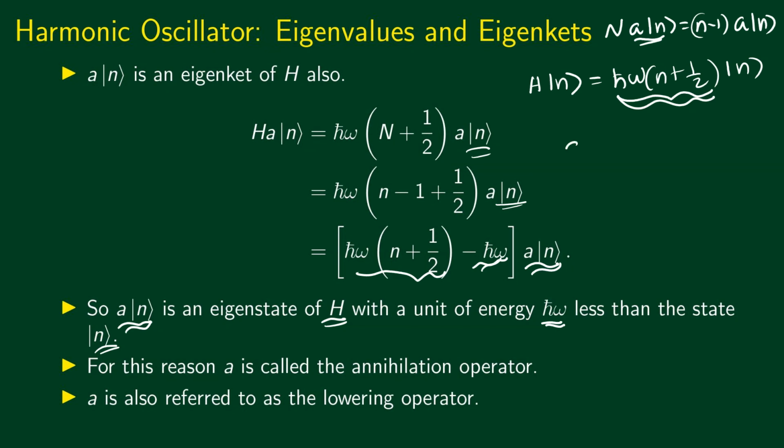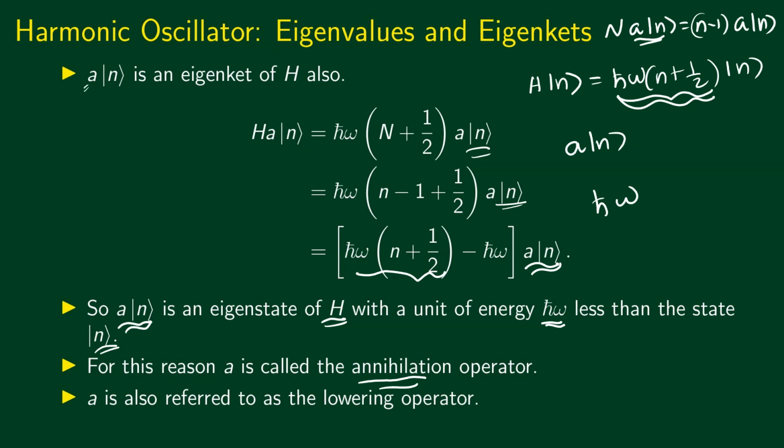So the action of the operator a on the base ket n is to take it to a state with a lower energy. Lower by how much? Lower by an amount h bar omega. For this reason, a is referred to as the annihilation operator, because it annihilates a unit of energy. It is also referred to as the lowering operator, because the effect of a on ket n is to lower the energy by an amount h bar omega. Now this is the physical significance of operator a.